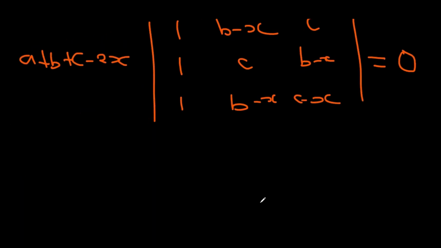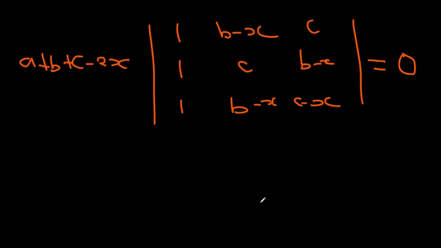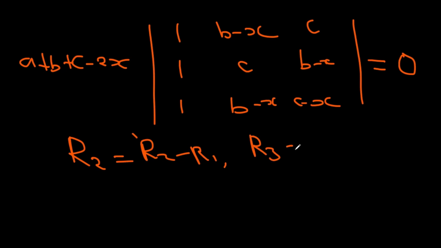From here, we apply 2 row operations so that we can make this 0 and this 0, so that we can expand. This is not row 1 actually, that would be row 2. So row 2 is equal to row 2 minus row 1, and row 3 is equal to row 3 minus row 1. So this is what we have here.